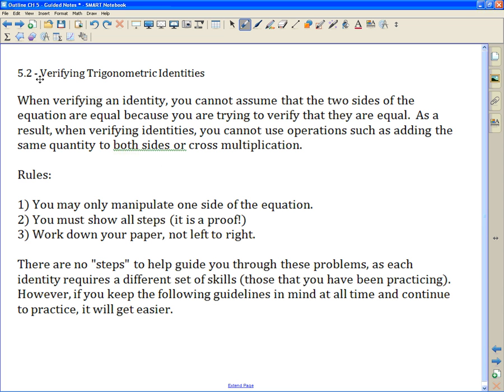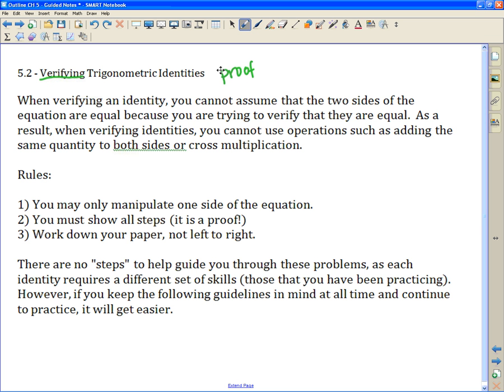What I want you to realize is that when you're verifying something, it's a proof. And so the process is very important that you do as I ask you to. You will be counted off if you don't show your work and if you don't follow this process. When verifying an identity, you cannot assume that the two sides of the equation are equal because you are verifying they are equal. So that means that you can't work both sides of the equation. You can't add the same quantity to both sides and you can't cross multiply. So the rules are you can only manipulate one side of the equation. You must show all steps because it's a proof, and you must work down your paper, not left to right.